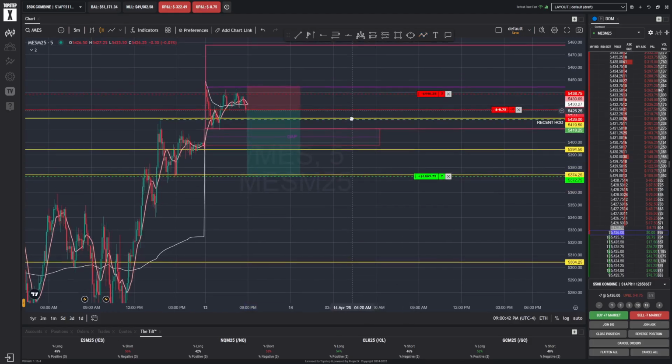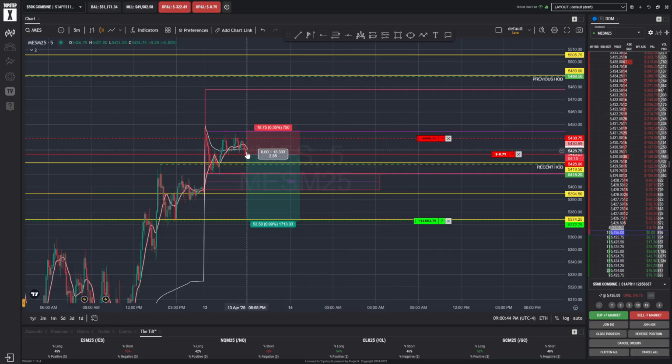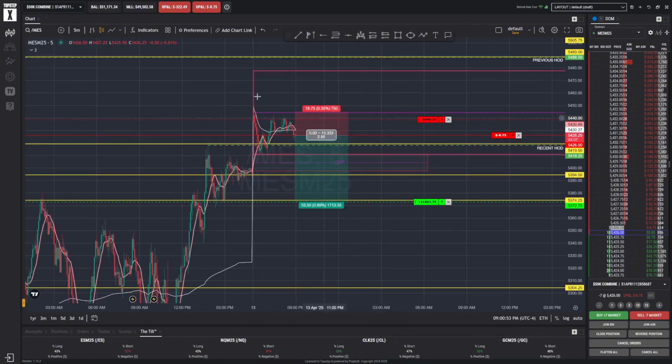Now let's say if I was going for a long, right? Before I even explain that, the only reason why I'm going for a short here right away is because again, this is the opening ORB. This is the middle range of the opening ORB.